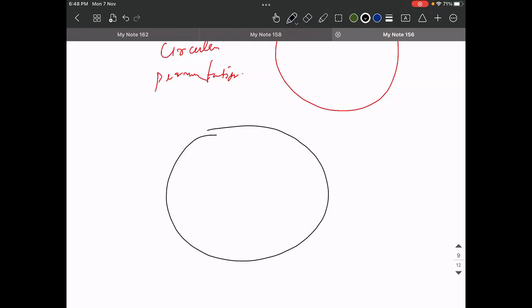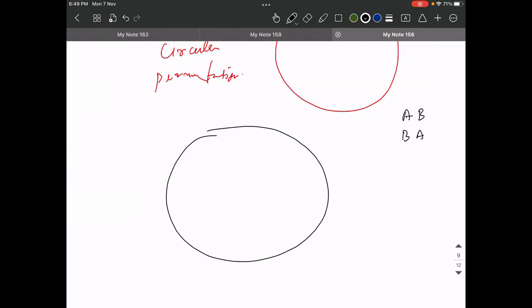Permutation is simple. In permutation, order matters. Remember, order always matters in permutation. Like A, B and B, A are different permutations. But these are not different combinations that we are going to see. A combination is the same, isn't it?